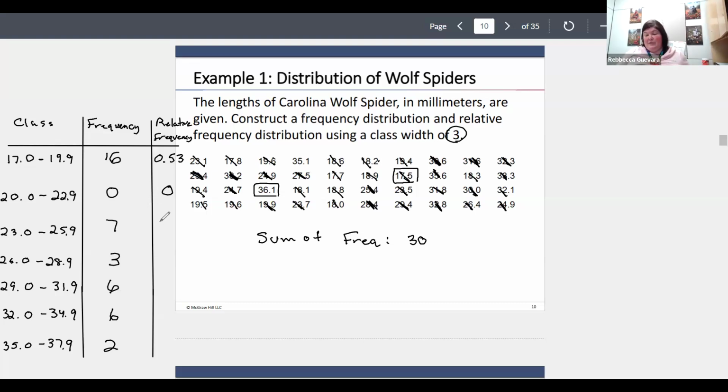7 divided by 30 is going to be 0.23. 3 divided by 30 is going to be 0.1. 6 over 30 is 0.2. And then 2 over 30 is going to be 0.07. And that's all my relative frequencies.